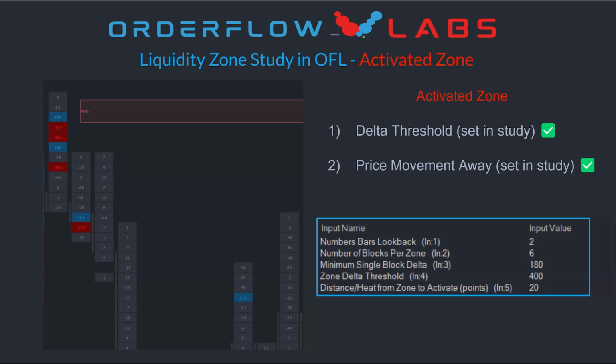And so we're looking here for a single block, a compressed data of 180 delta, and then a zone threshold of a total of 400. So basically, we're saying, I just want to see if the total delta in the zone that I'm looking for, so 6 blocks here, is above 180 and the total is above 400, and then we push away from that by 20 points, that's going to activate a liquidity zone. And so we can see here it sums it up for you and tells you, hey, there was 495 on the offer at that price.